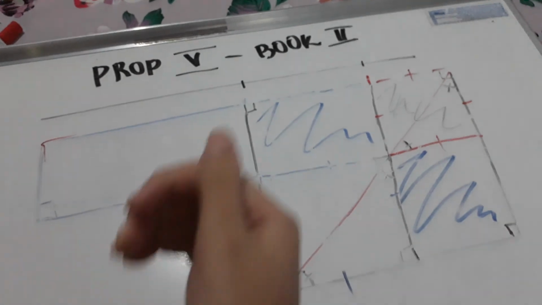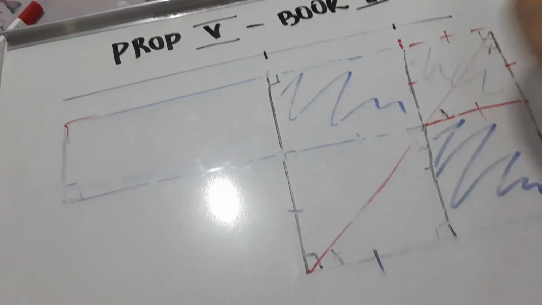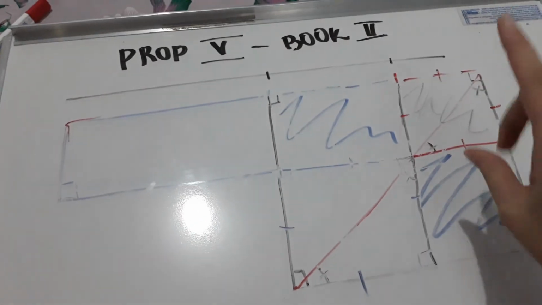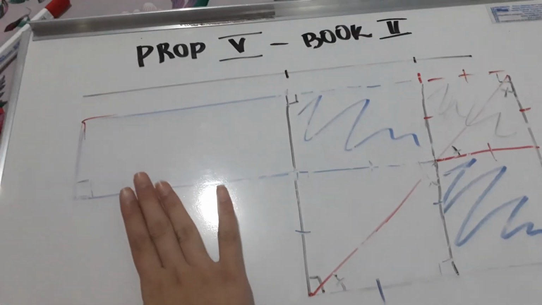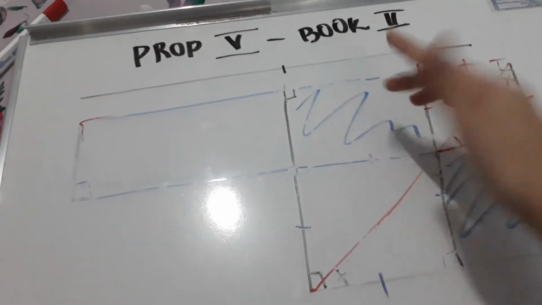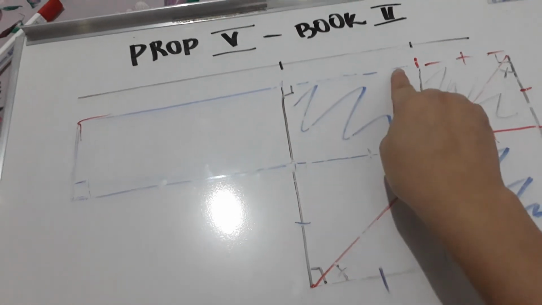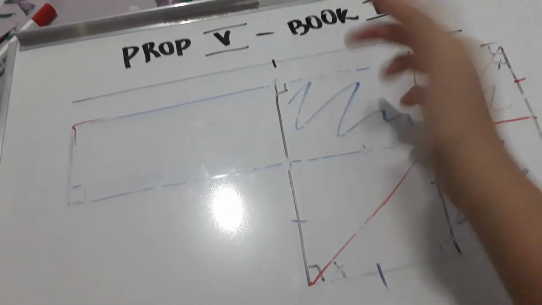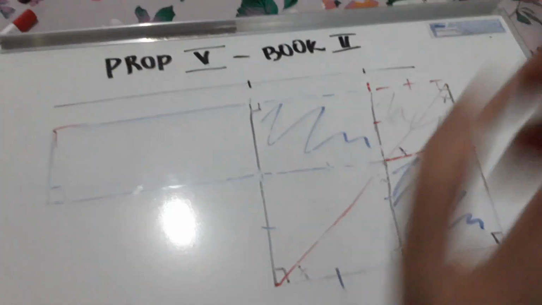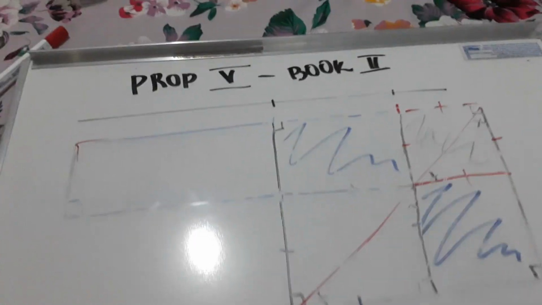So we're going to have, as what we wanted to prove in the beginning, that given a straight line cut in even and uneven parts, the rectangle contained by the uneven parts plus the square on the line that is in between the points of section are going to be equal to the square on the even part. And that's what we have proven here. That was proposition 5 of book 2.